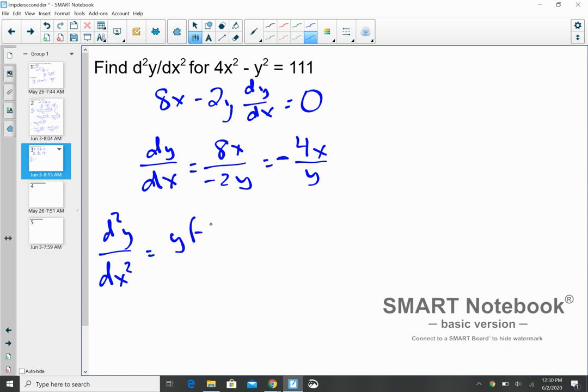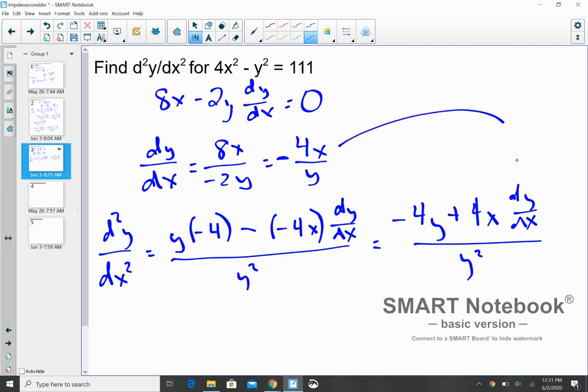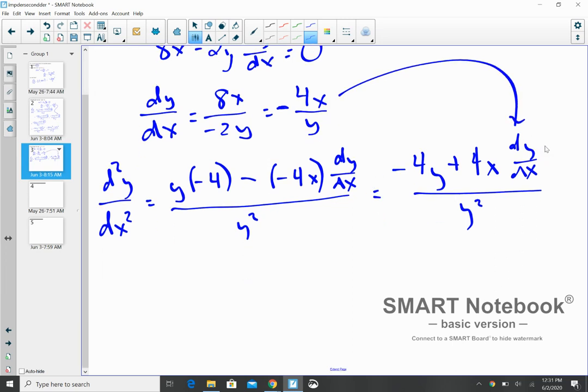So low d high minus high d low over low low. All right, let's clean it up a little bit. Negative 4y plus 4x dy over dx, and that guy's all over y squared. Alrighty, now we're going to go ahead and substitute that piece right in there. Let's do that. Give him a little bit more space.